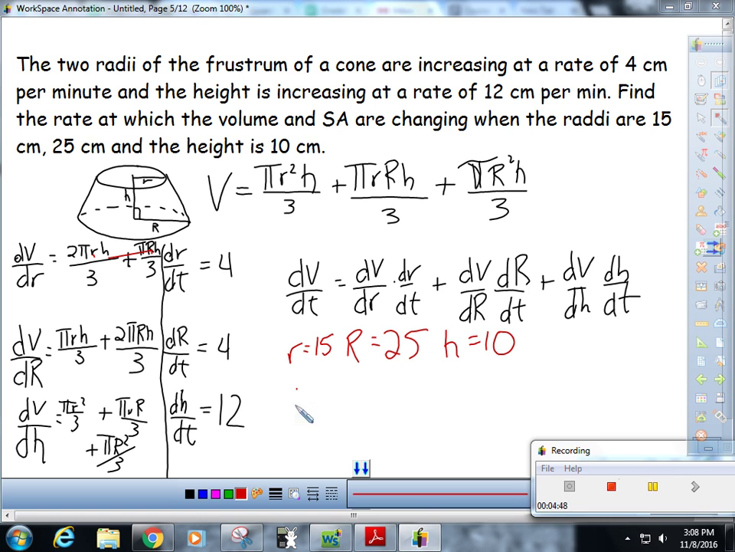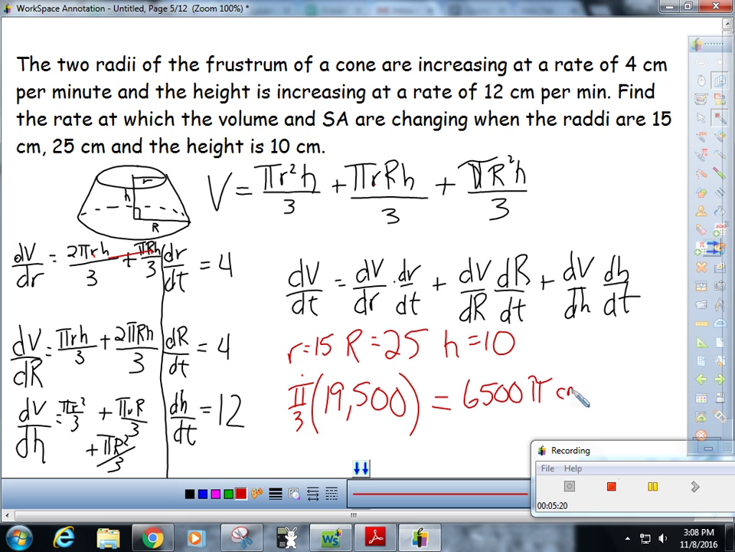Okay, so I ended up just factoring out a pi over 3 and plugging in all my r, R, h, and you get pi over 3 times 19,500. Or we know that this thing is changing at a rate of about 6,500 pi cubic centimeters per minute. Okay? All right. So now let's clear. We'll come back to some of that given information.